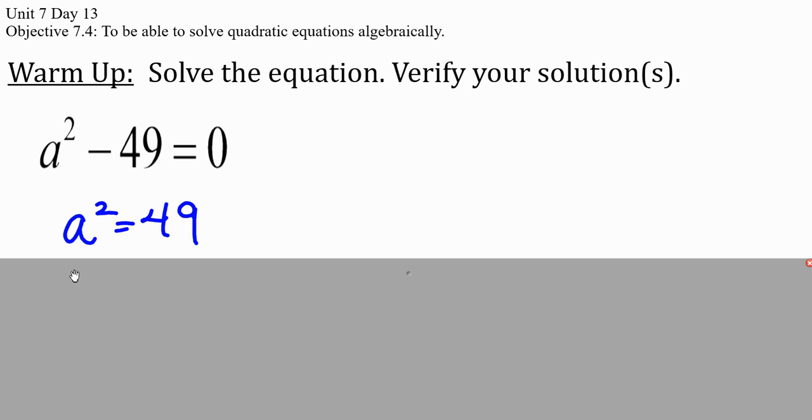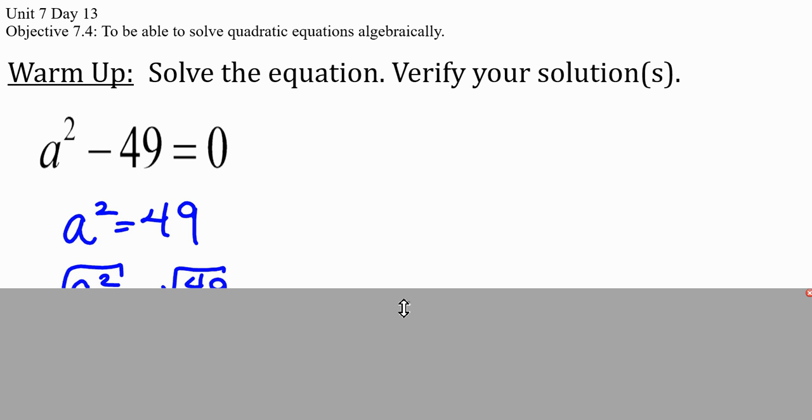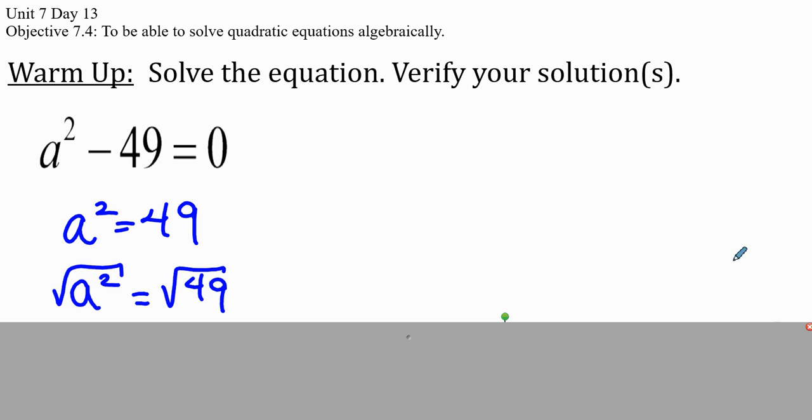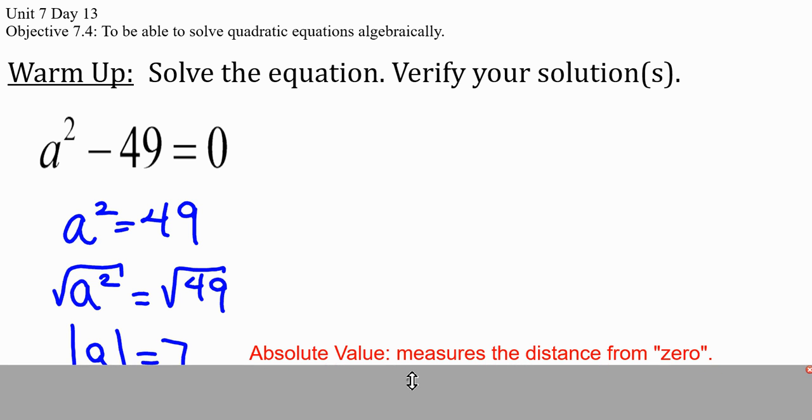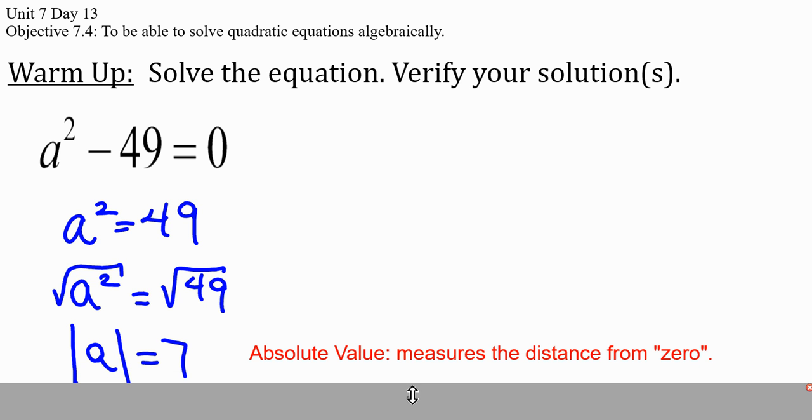Well, how do you undo something that's squared? We need its inverse operation. And again, we said the inverse of squaring is taking the square root. So we're going to take the square root of each side. Now this is an important part we need to remember. When we take the square root of something squared, that turns into the absolute value. And so remember, the absolute value is measuring the distance from 0. Now, what happens when you take the square root of 49? Well, that's a perfect square, so its value is 7.